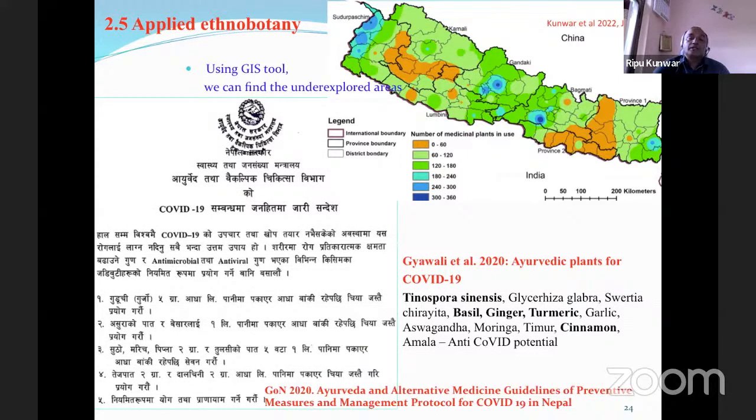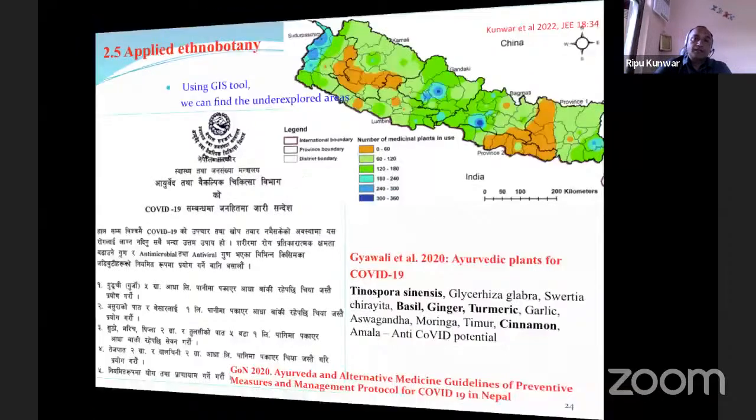There are also some studies which are quite applied. This is an example from COVID, recently published. According to Gawali, they have come up with some anti-COVID potential plants that could be useful. This is also relevant to the data published by the government in 2020, the Ayurveda alternative medicine guidelines for preventive measures and management protocols for COVID-19. So we can do research which is quite applied, for the government or for the people. That comes under applied ethnobotany.